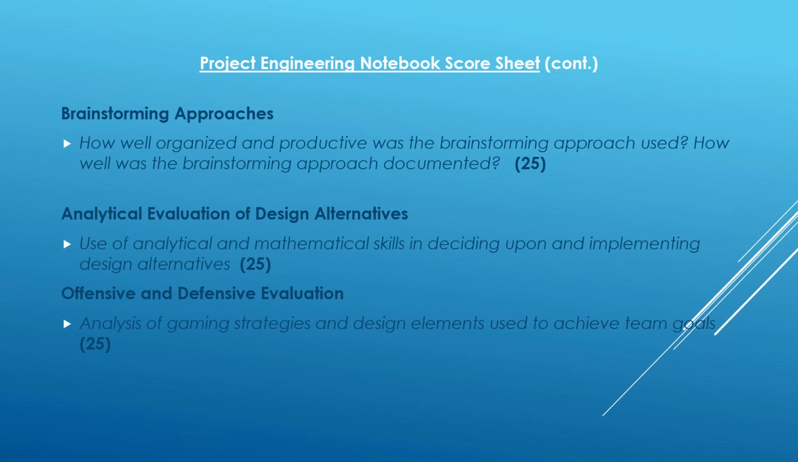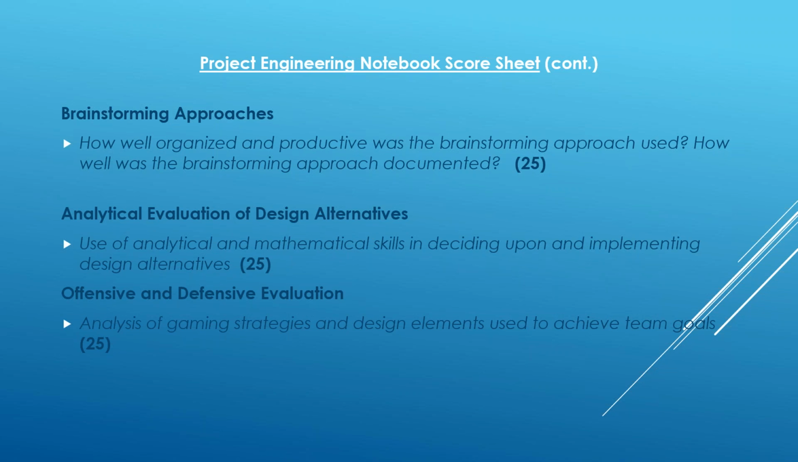The next category is the analytical evaluation of the design alternatives. We want to see how you analyzed, and especially where calculations can be done, we want to see those calculations that helped you decide on how you were going to implement the design alternatives. How did you determine that one design was better than another? Would it allow your robot to move faster? Would it allow your robot to move through areas that it would have trouble moving through with a different design? So we want to see how you analyzed the robot that you finally designed.